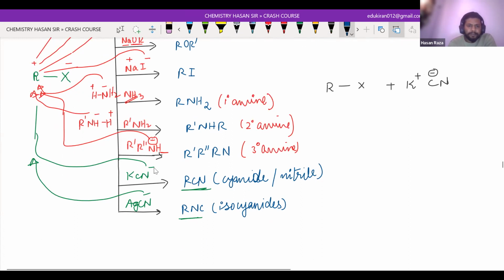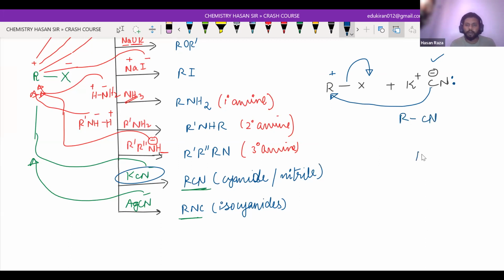Since KCN is a purely ionic compound, CN will be like this and nitrogen will have a lone pair. Now in CN, two donor sites are there. Both want to go to the positive, because this is a negative charge, this is a lone pair, but a negative charge acts more, or has more nucleophilicity than a lone pair. That's why carbon will make the bond with R.